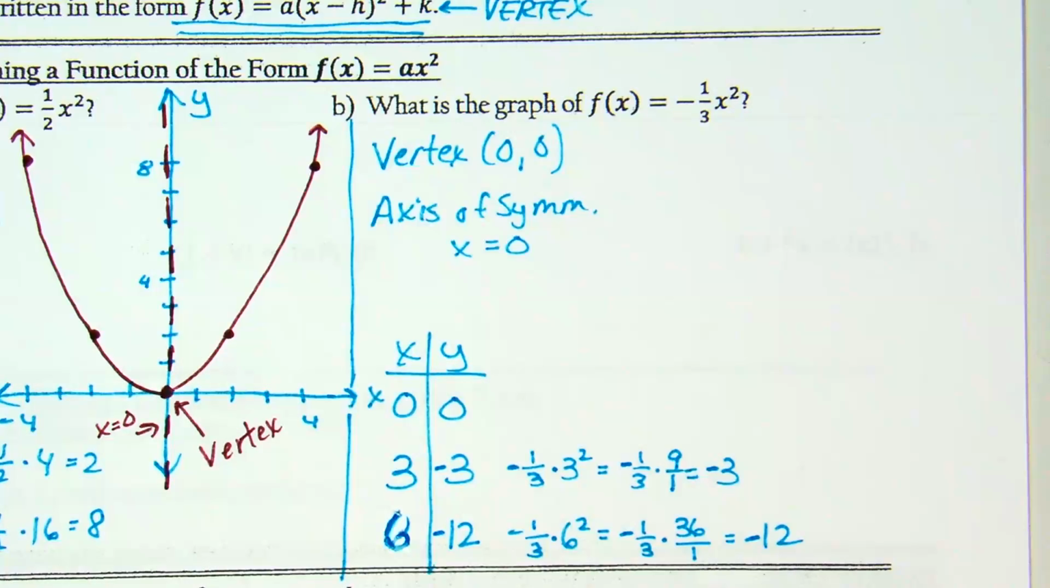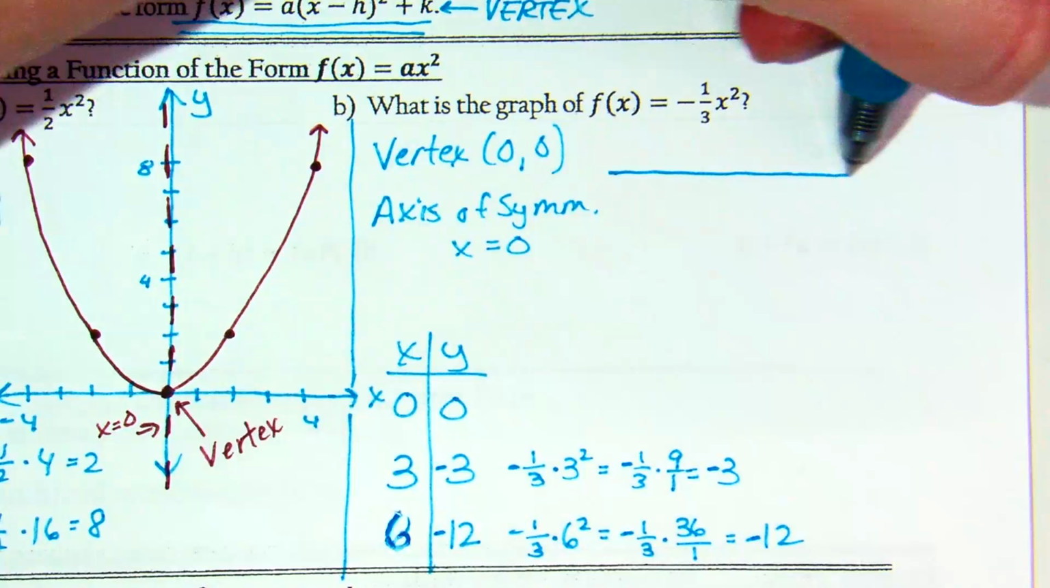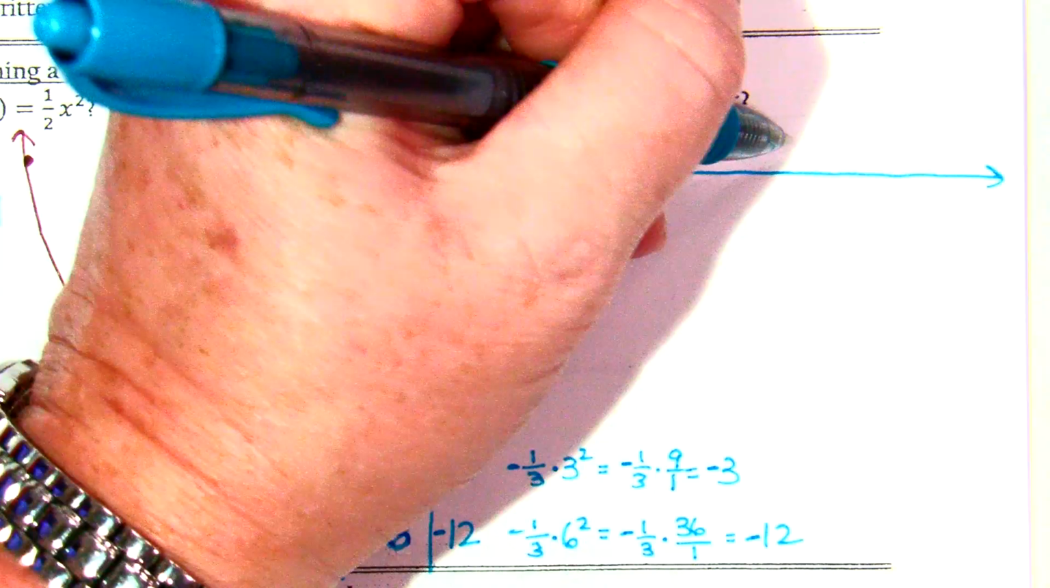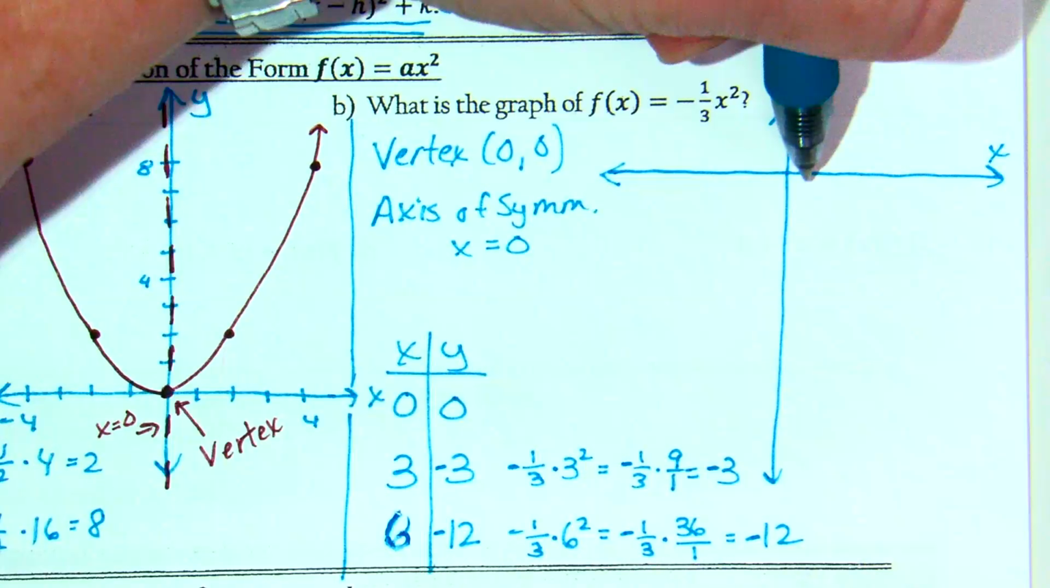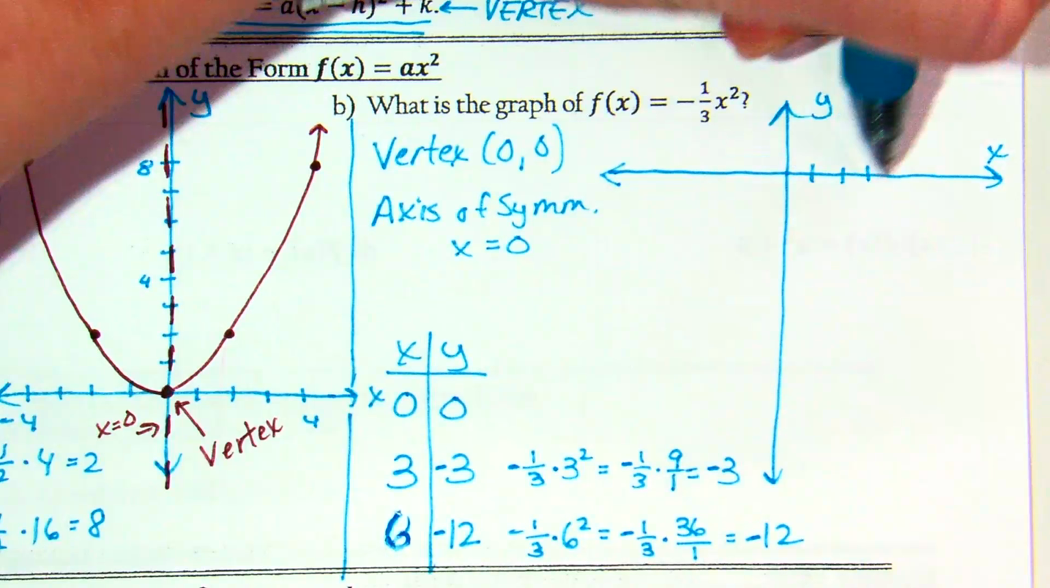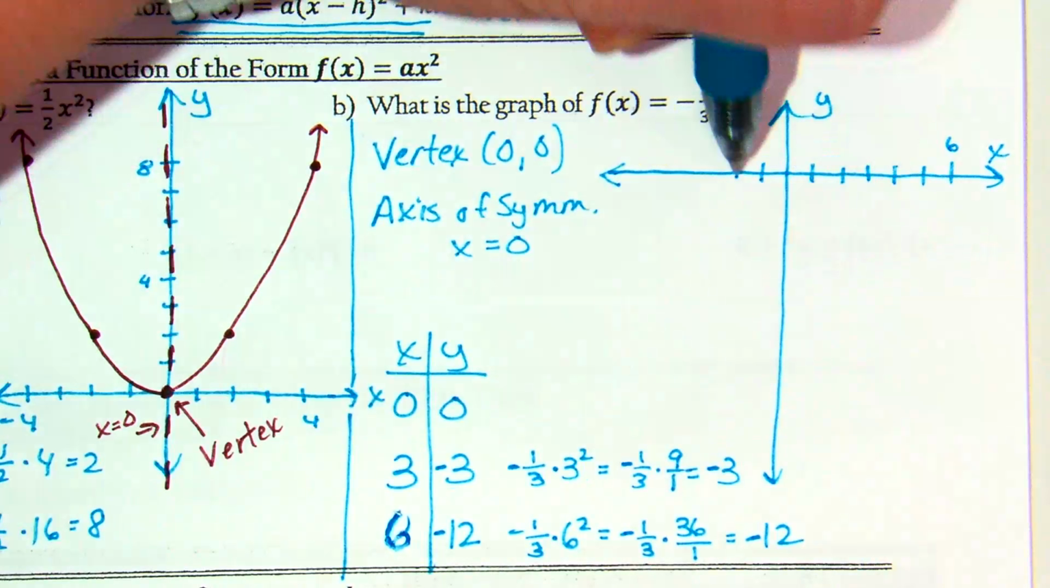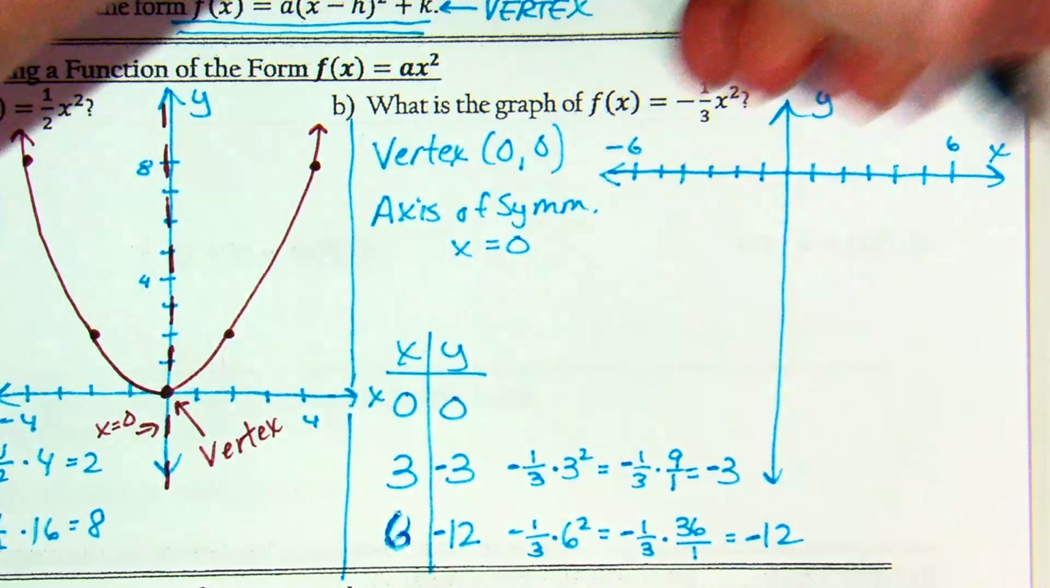When I set up my XY axis this time, I'm going to put my x-axis at the top. Not that you have to, but I'm just trying to give you hints if you want the best way to make the most out of what paper you have available. I'm going to label left and right 6. I'm going to go down 12.